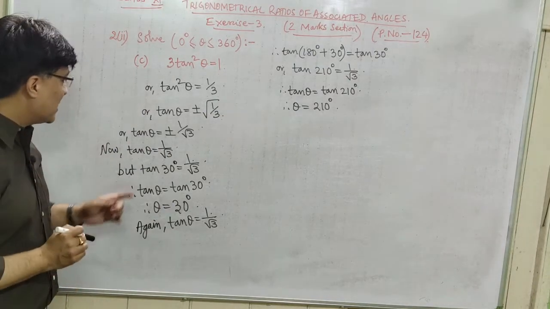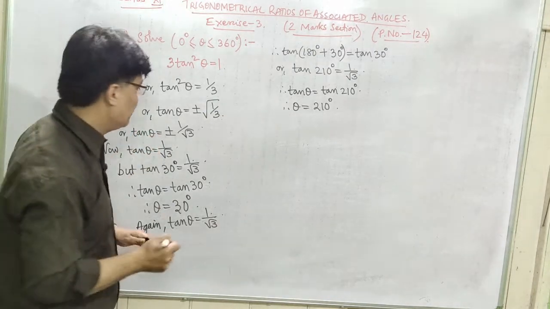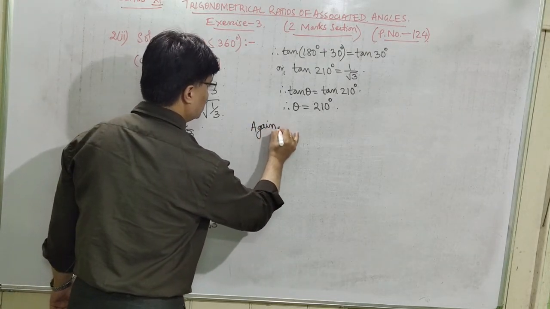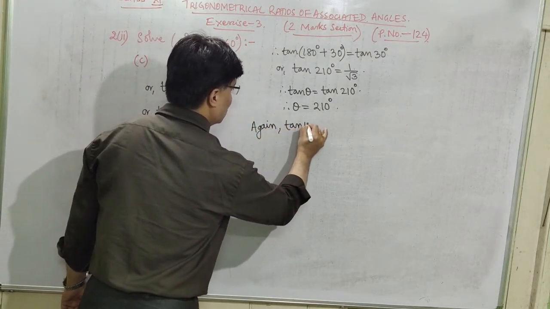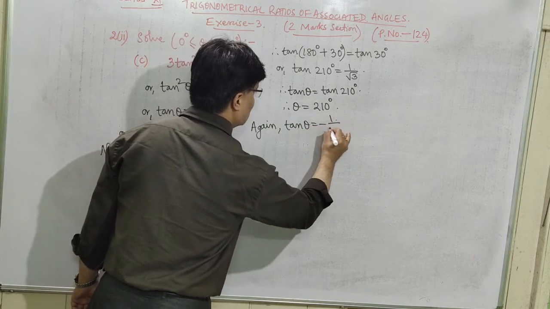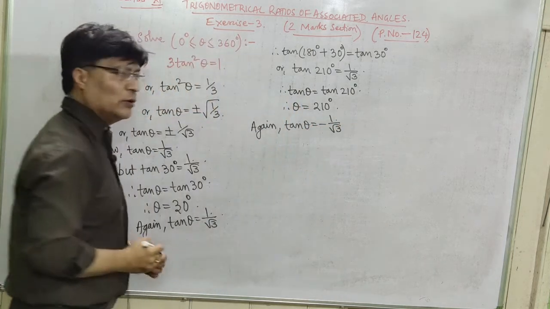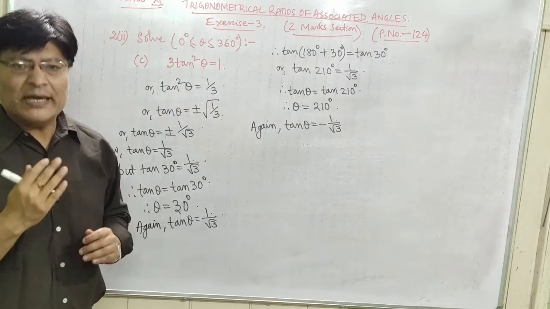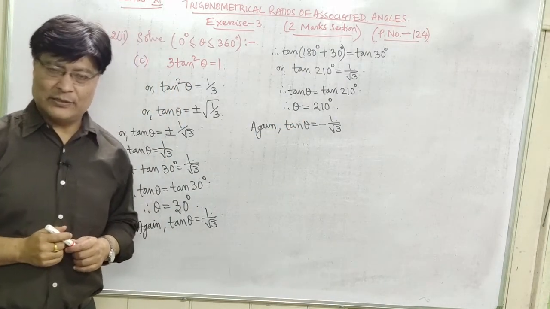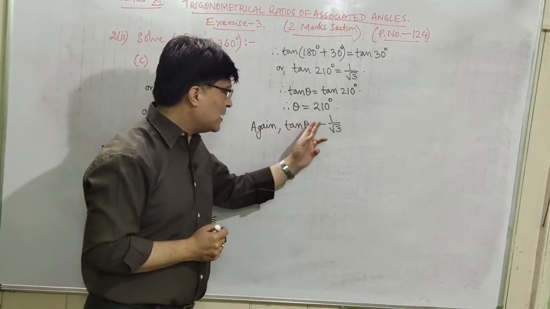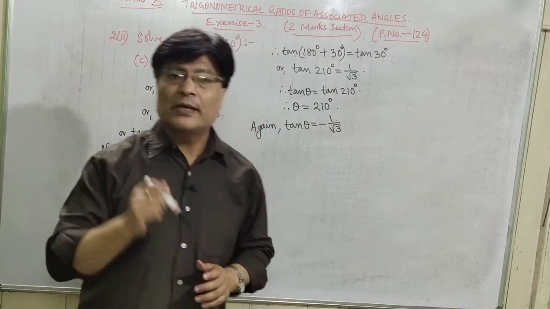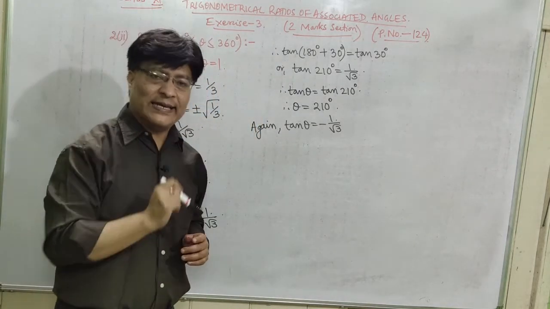So again in this case you have to consider the negative sign also. Again tan theta is equal to minus 1 by root 3. Okay. Now it is a negative sign. Now how can you get the value for theta? Okay. So if tan theta is negative, in which quadrant does theta lie? In which quadrant is tan theta negative?